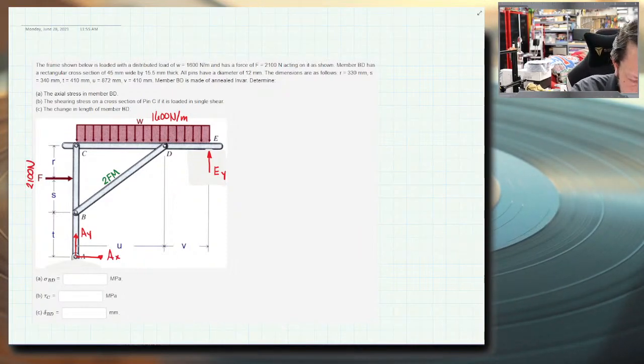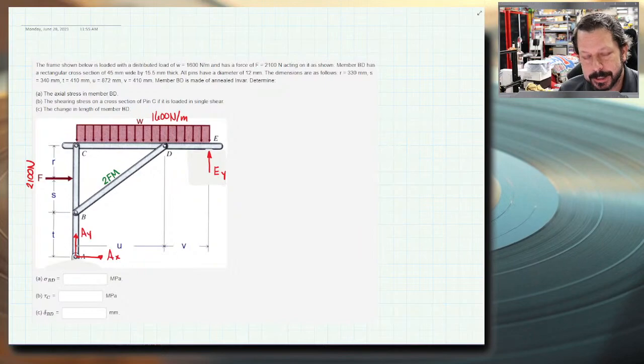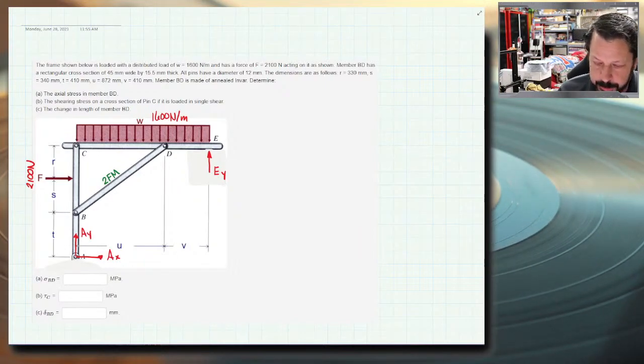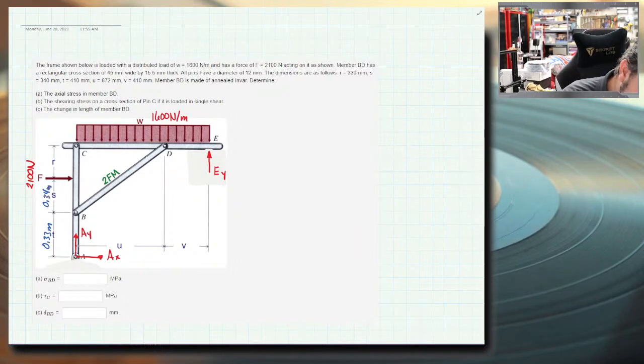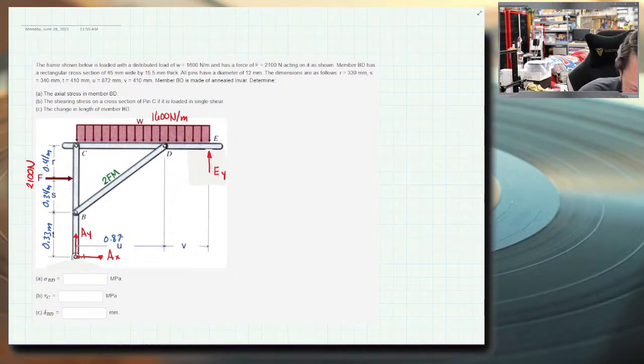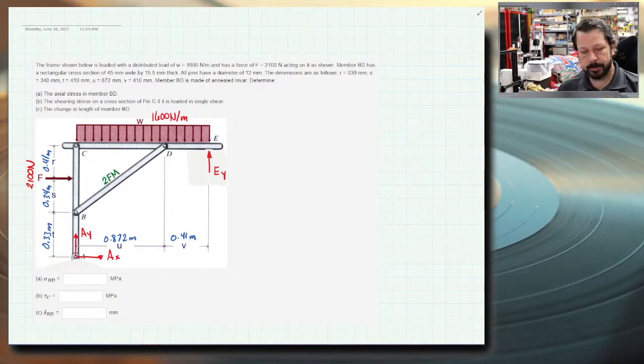We've got all these dimensions on here. R is 330 millimeters. I'm going to write those as meters just because. So 0.33 meters. S, 0.34 meters. R, 410 millimeters, so 0.41 meters. U, 0.872 meters, and V is 0.41 meters.